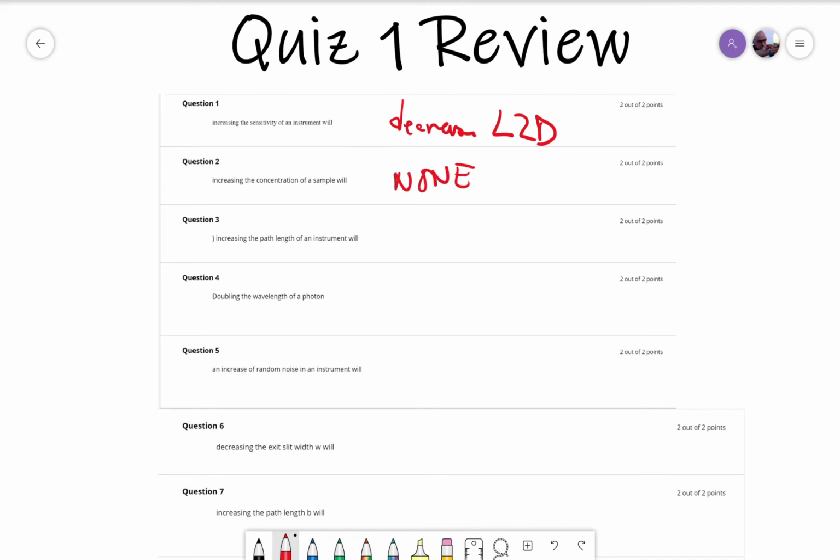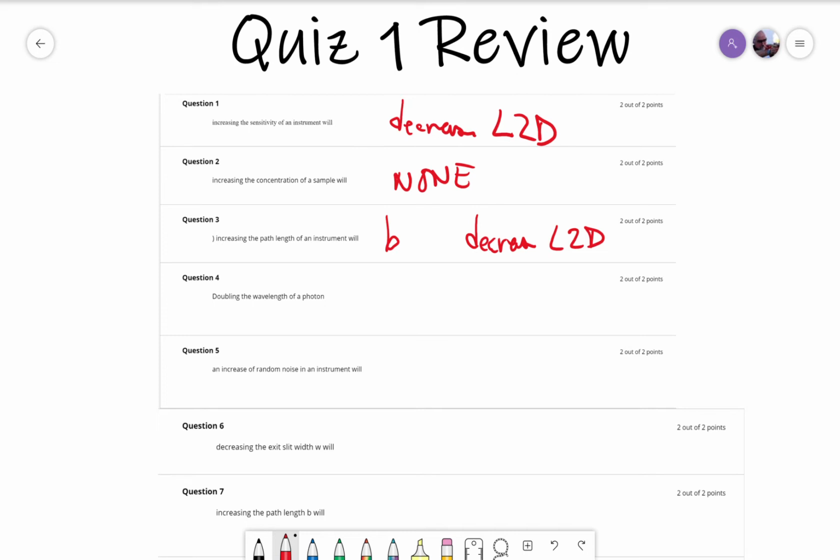None of the above. Increasing the path length of an instrument, B, will result in an increase in the sensitivity and therefore, like question 1, will decrease limits to detection.